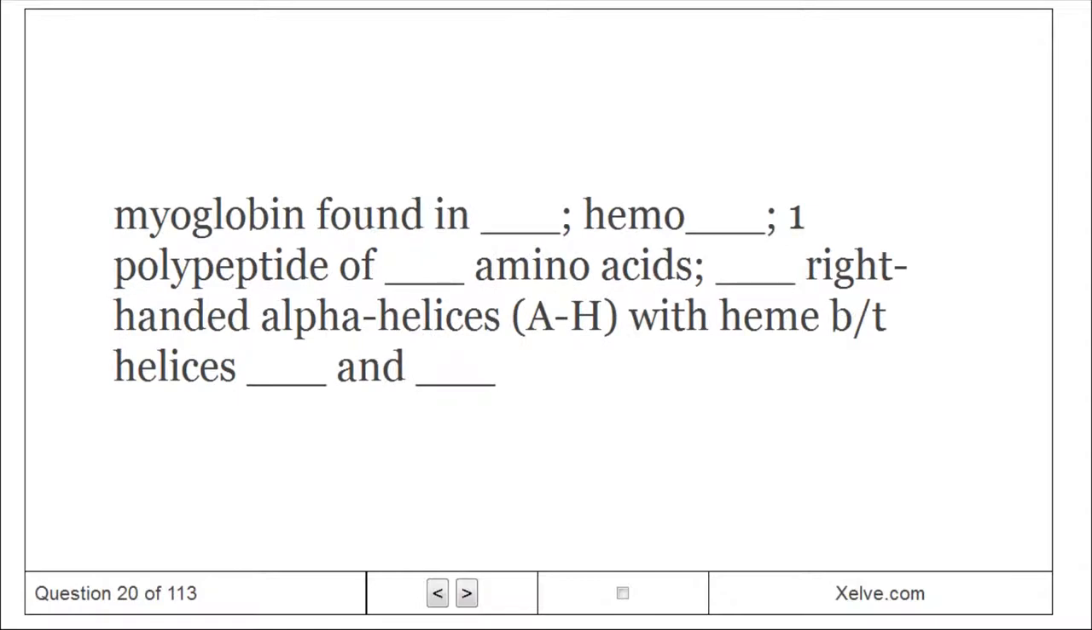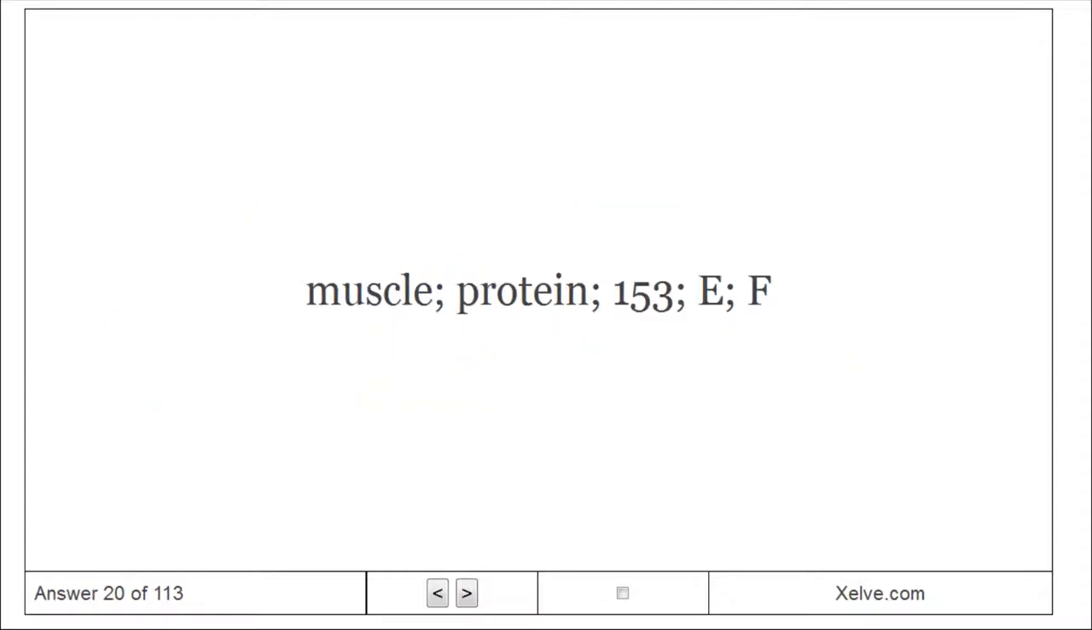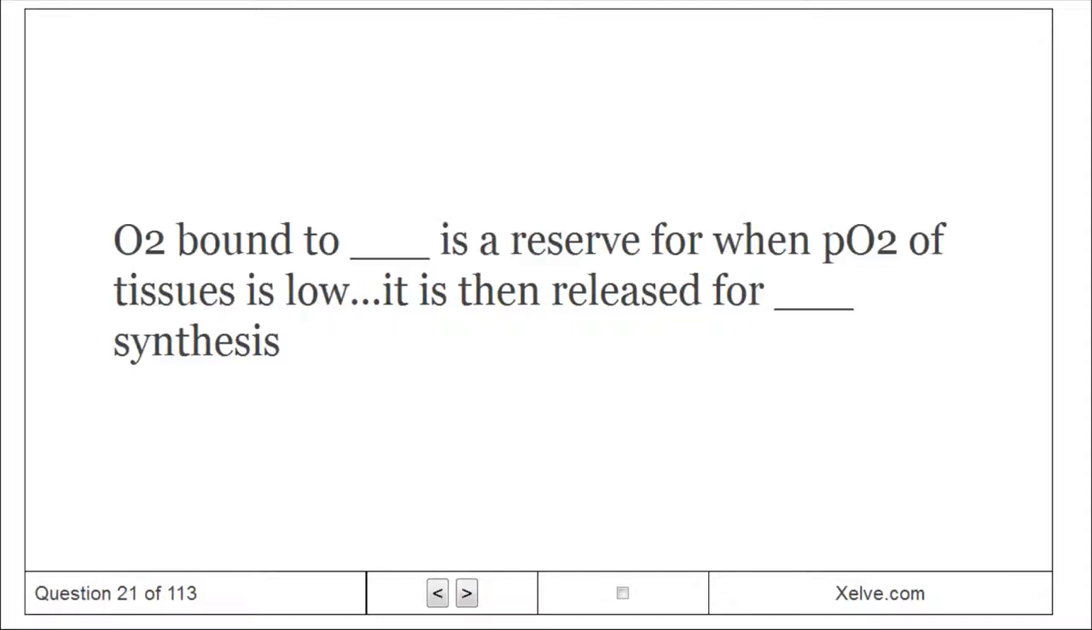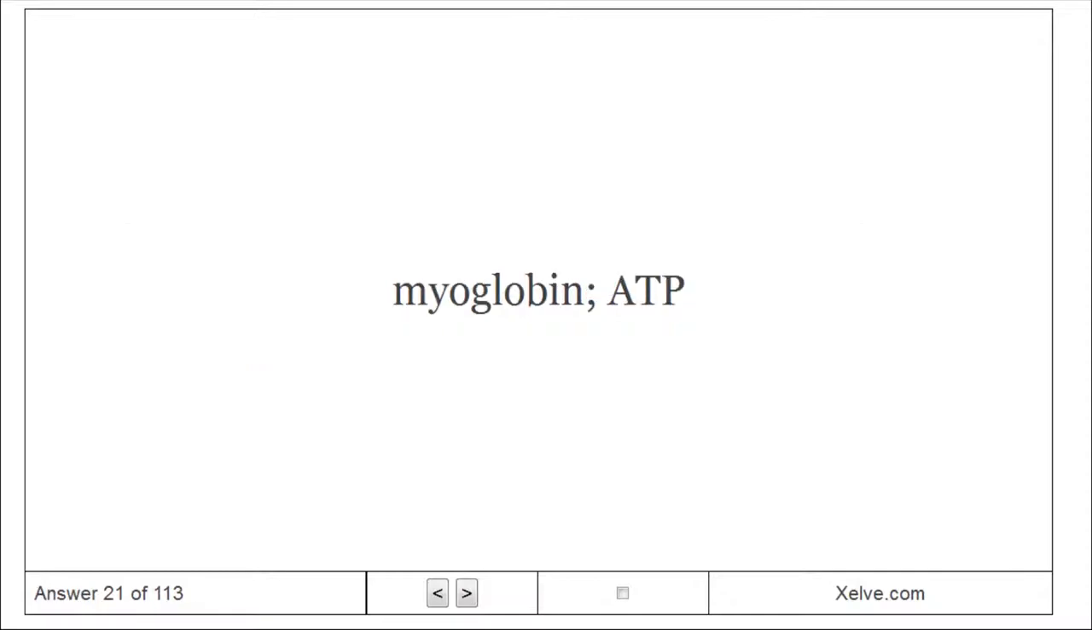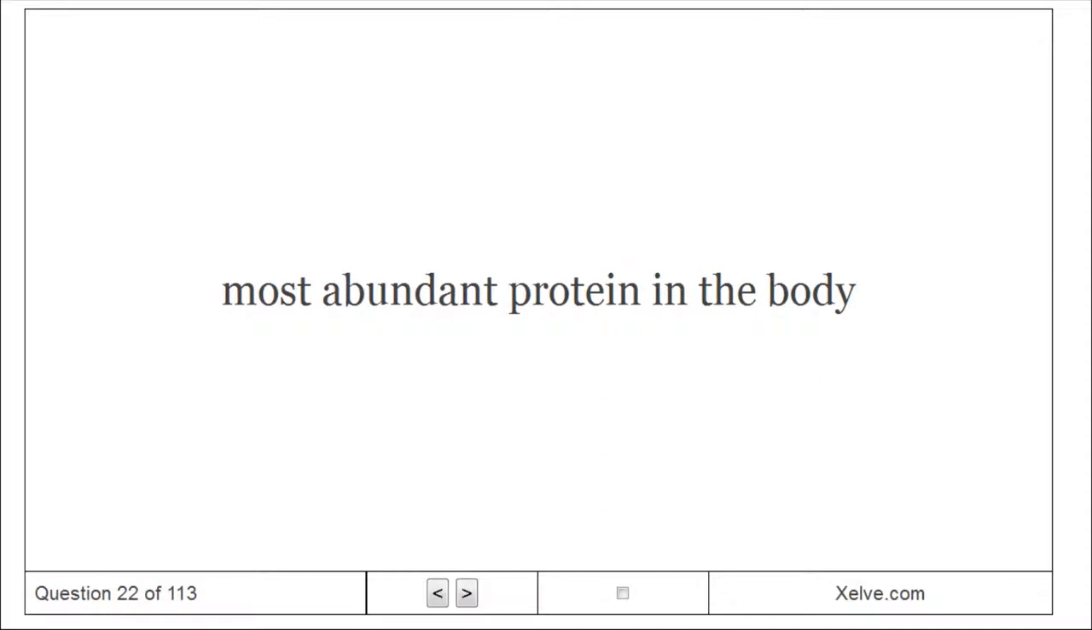Myoglobin found in heme, 1 polypeptide of 153 amino acids, a right muscle protein. Myoglobin, ATP. Most abundant protein in the body. Collagen.